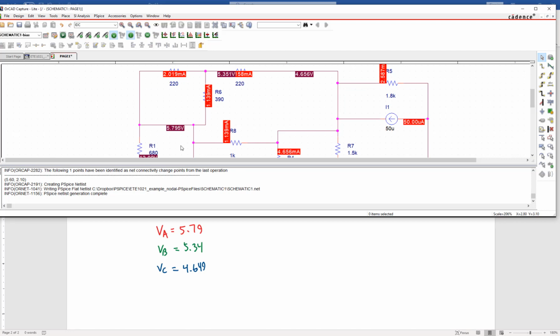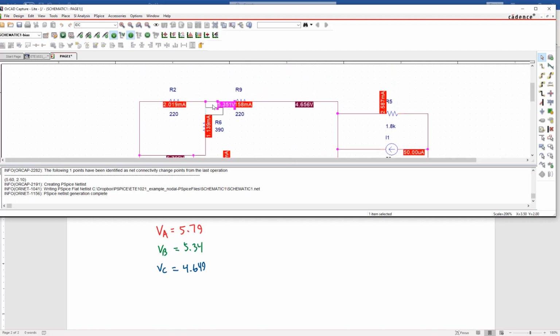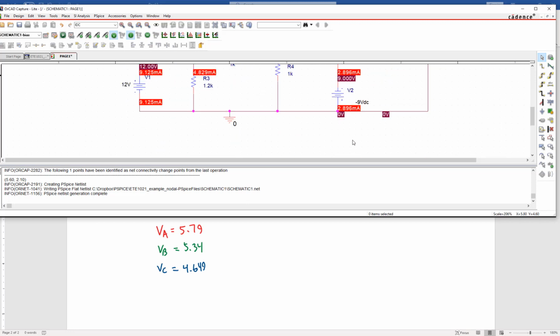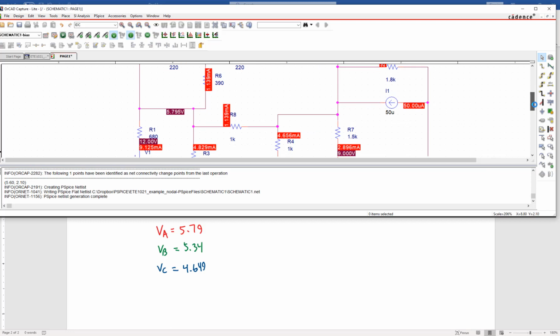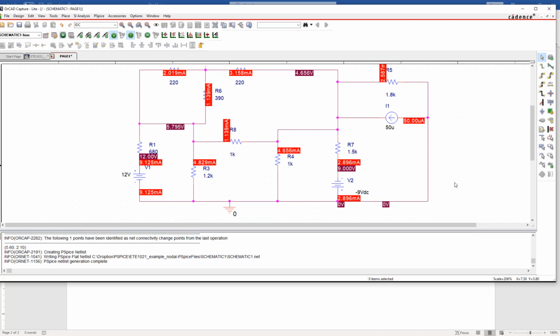Okay, so PSpice agrees with us for VA, right? Because it's got this listed as 5.795 volts. And then how about VB? VB should be up here. So that's listed as 5.351. So that's really close. And then VC is listed as 4.656, and we got 4.649. Alright, so that looks good. Just like a slight rounding error probably because I put in some rounded numbers into my equations. So we can use PSpice to check our work on these nodal analysis problems, which is pretty convenient.